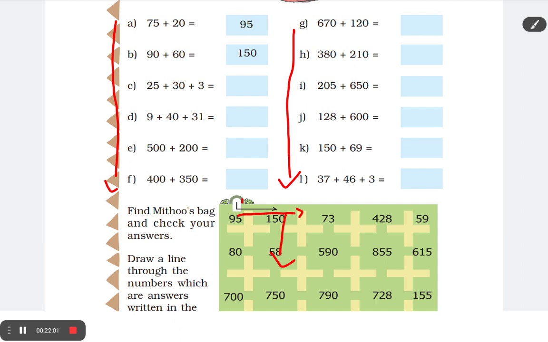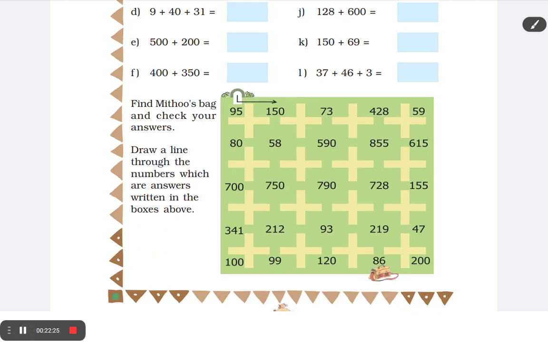You should draw a path. First 95 to 150. From 150, the next answer is 58. So you have to draw the line to 58. Next answer is 80. So check in the box where 80 is. Yes, the next answer is 80. So 80 is here, right? So you have drawn it like this, right? You have to do this carefully also. Practice well, do well.